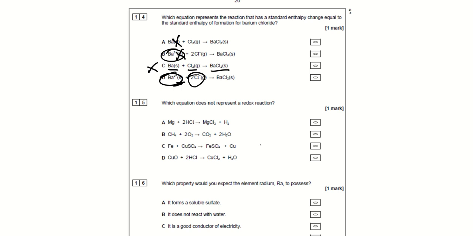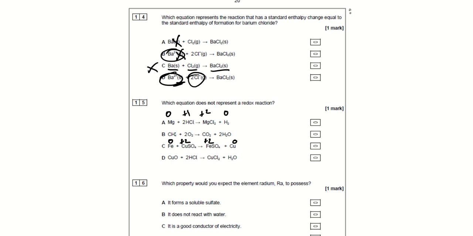Which one of the following does not represent redox? We're looking for changes in oxidation numbers here. If I look at this one, magnesium is 0, here it's +2. Hydrogen here is +1 and hydrogen here is 0, so there's redox going on there. If I look here at my iron, that iron is 0, this iron here is now +2, this copper here is +2, this copper here is 0. That is not the answer either.